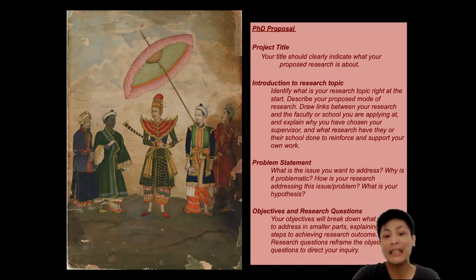How is your research addressing this issue? And as a result of this, what is the hypothesis that you are anticipating? What is the argument that you want to make by identifying this problem statement? All of this should help you to better clarify what the objectives of your research are. And this should be broken down into point forms, maybe up to 3 points, explaining what the issue is about and the steps of achieving these research outcomes. And in many ways, after you have formulated your objectives, you can move on to state your research question, which is really a way to reframe those objectives into a question to help you direct your research inquiry.